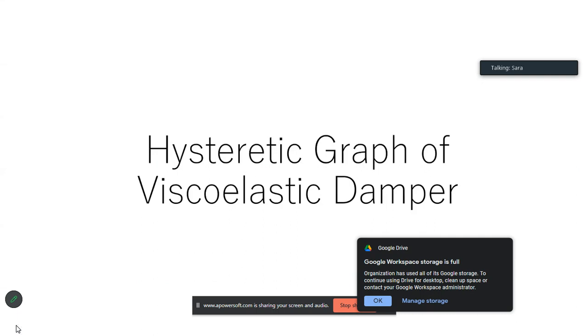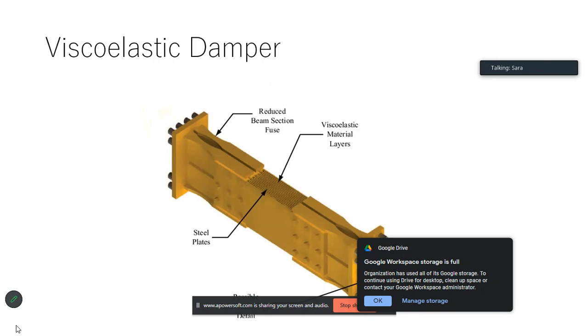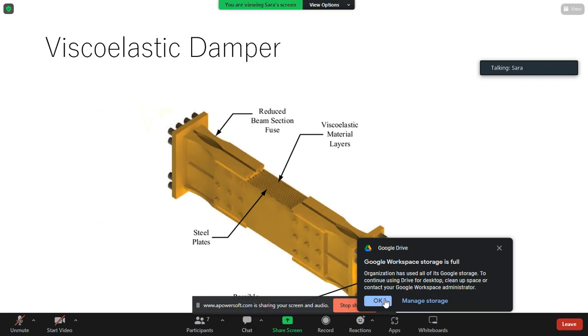Today I'm going to talk about the historic graph of the viscoelastic damper. First of all, about the general structure of viscoelastic dampers. Viscoelastic dampers utilize multiple layers of a solid viscoelastic material sandwiched between multiple steel plates. These dampers are activated by interstory shear and deformations, for example in a brace or wall panel design.